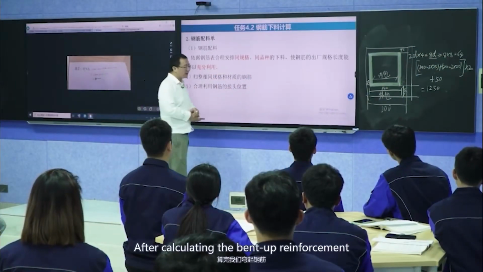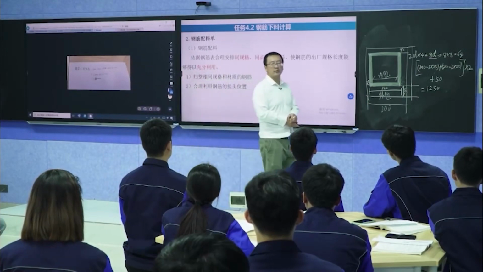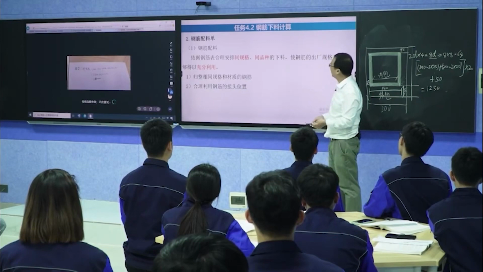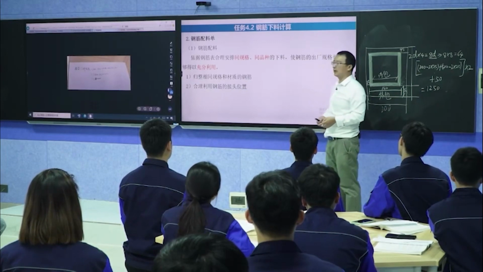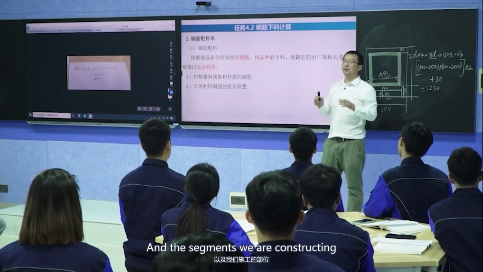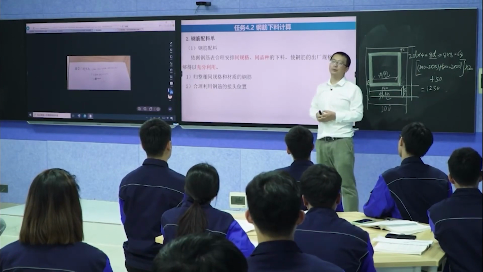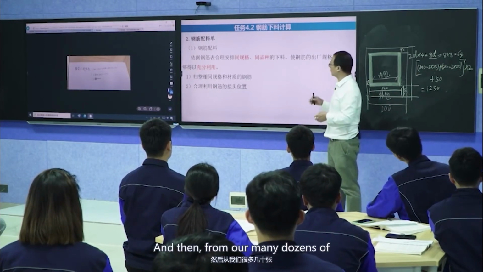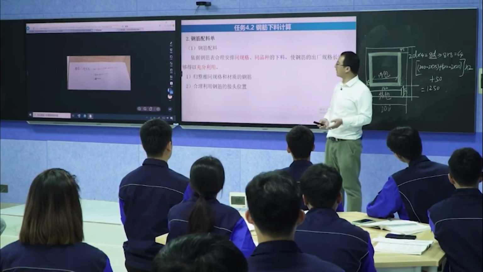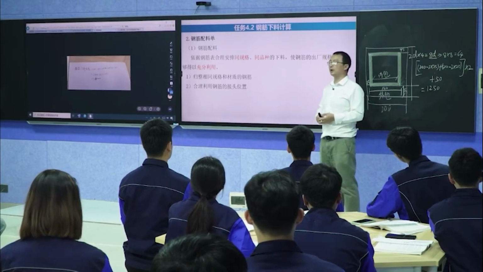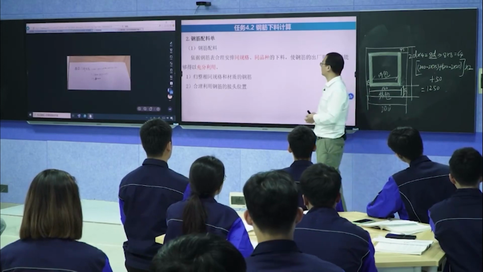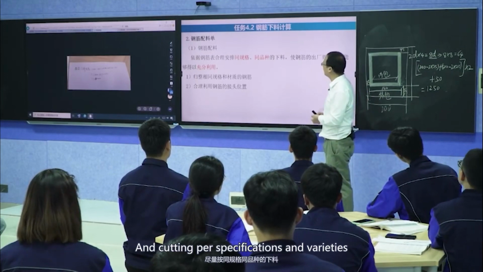After calculating the bent-up reinforcement and stirrup, provide a material list. We will definitely try our best, according to our construction progress and the segments we are constructing. And then from our many dozens or hundreds of rebar drawings, select the rebar that we need to process, and cut per specifications and varieties.